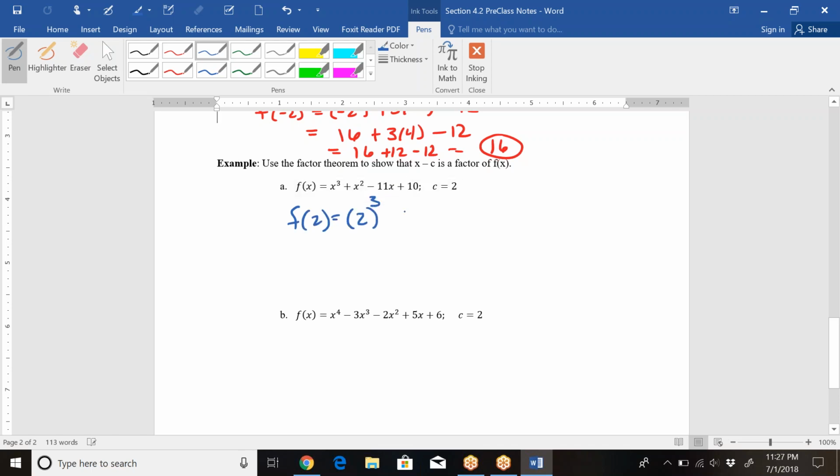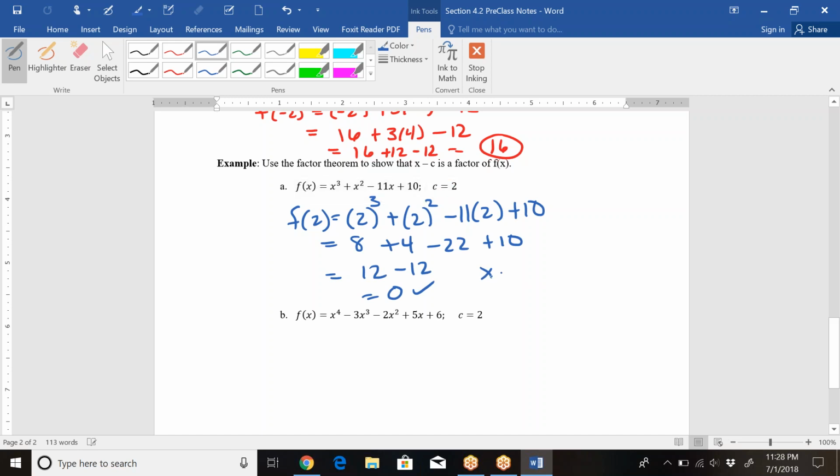So 2 to the 3rd plus 2 to the 2nd minus 11 times 2 plus 10. That's 8 plus 4 minus 22 plus 10. That's 12 minus 12, which equals 0. So notice that that means x minus 2 is a factor of f of x. And that's going to be really powerful for us in the next section in 4.3 on Thursday, because we will be able to then say, okay, if this is a factor, then we can pull it out. And we'll be able to factor these larger polynomials.